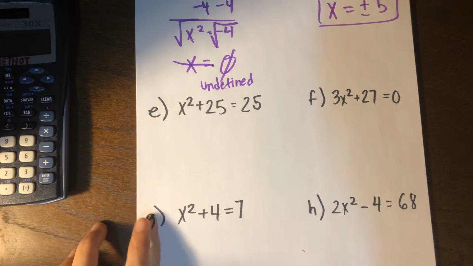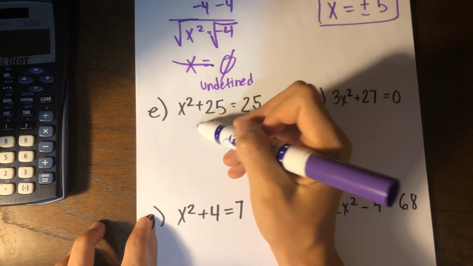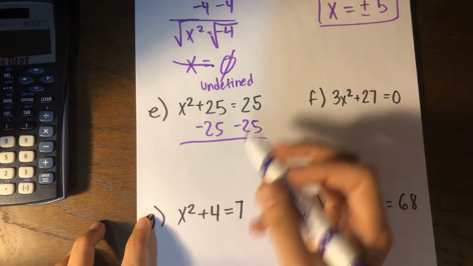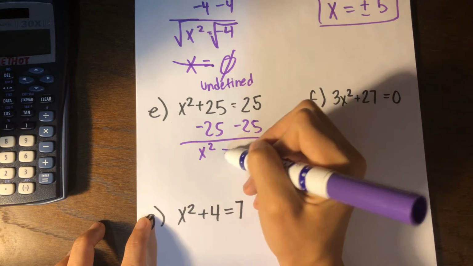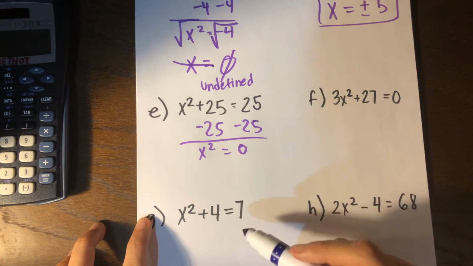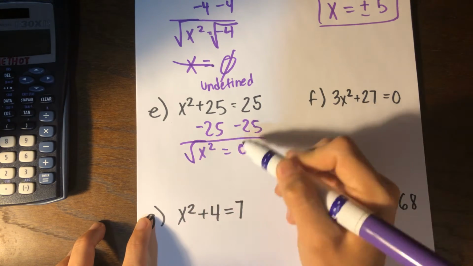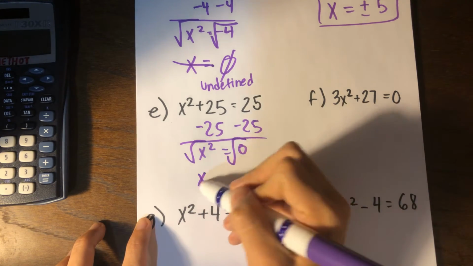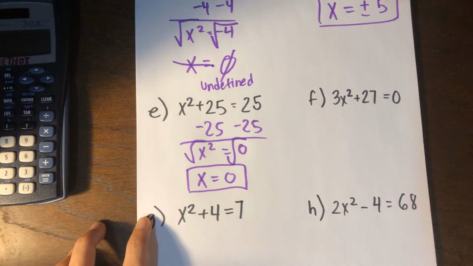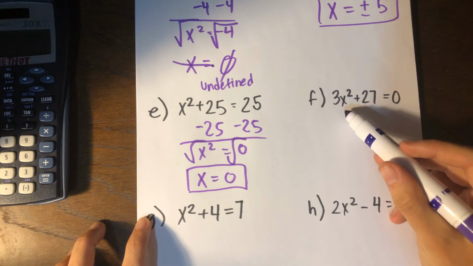X squared plus 25 is equal to 25. Subtract 25 from both sides. So I have x squared is equal to 25 minus 25 is 0. Okay, sometimes we move it over and it cancels it out. So I take the square root. X is equal to 0. That is my answer.